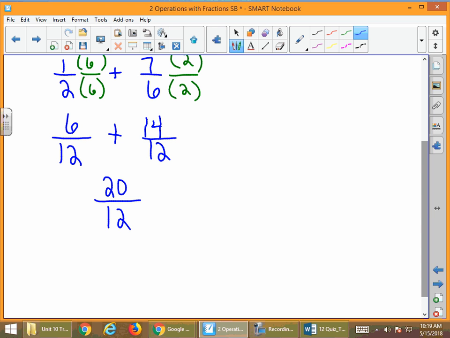And lastly, we need to ask ourselves, do we have something that goes into both 20 and 12 evenly? And if we divide by 4 here, 20 divided by 4 is 5, 12 divided by 4 is 3. A little bit simpler process if you were able to find the least common denominator, which we did not do.